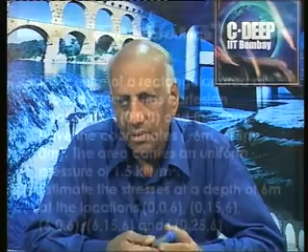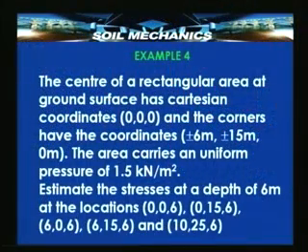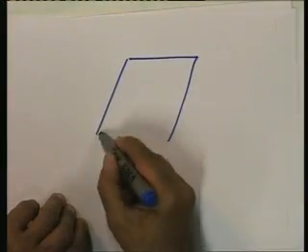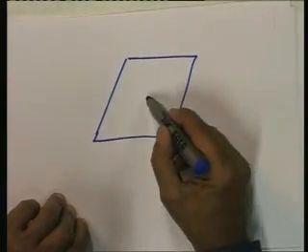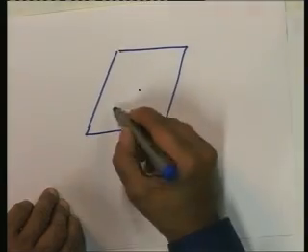Now, let us see the application of some of these formulae or charts that we have become familiar with, and let us start with application to rectangular areas. Let us read this problem and understand it. The center of a rectangular area on the ground surface has Cartesian coordinates 0, 0, 0. So there is a ground surface, and a rectangular area on it whose center has coordinates 0, 0, 0.